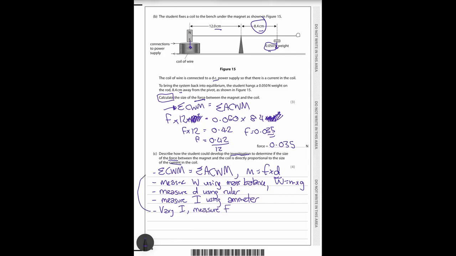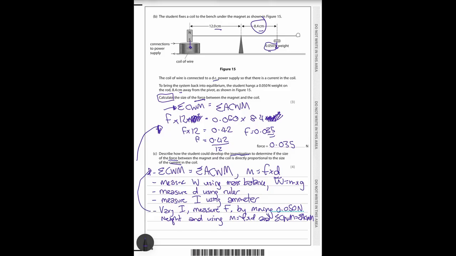Well, now how am I going to get the force? Actually, I'm going to get it like this. So I'm going to have to say something about making this thing balance again. So by moving the 0.050 newton weight and using moment equals force times distance and sum of the clockwise moments equals sum of the anti-clockwise moments. So basically when I move it, I can make it balance and then just do this exact same thing that I was doing. And I think I've written enough detail that the examiner knows what I'm talking about.